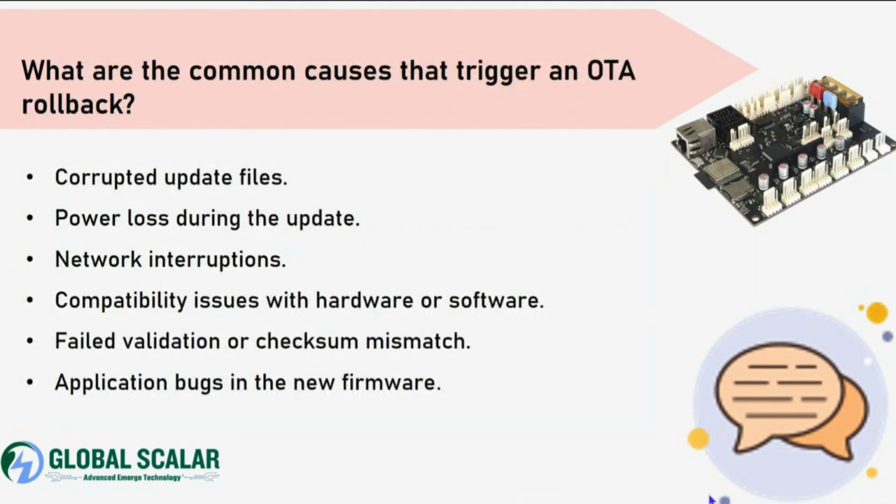What are the common causes that trigger an OTA rollback? Corrupted software update files, power loss during the update, network interruption, compatibility issues with hardware or software, failed validation or checksum mismatch, and application bugs in the new software.